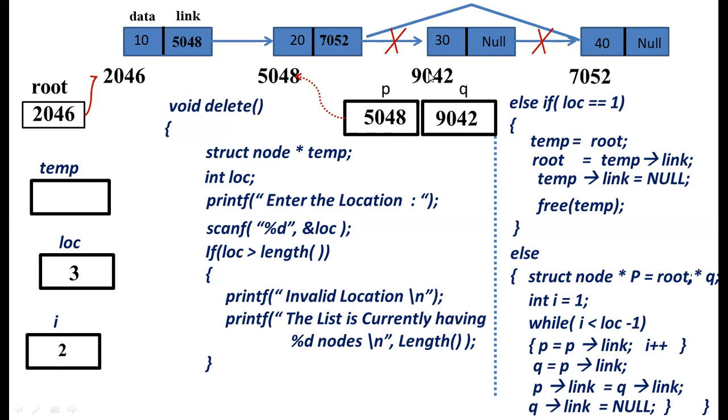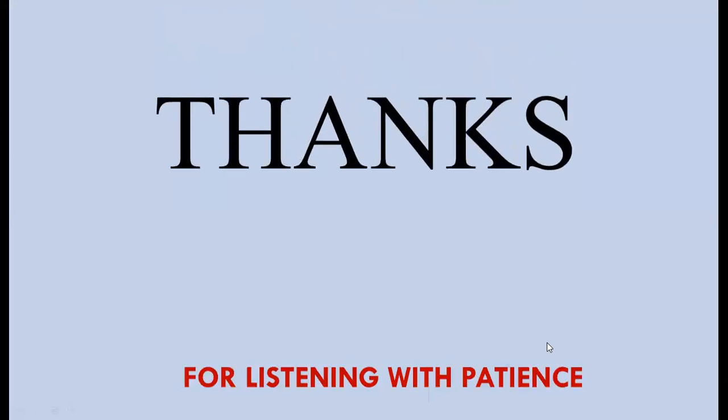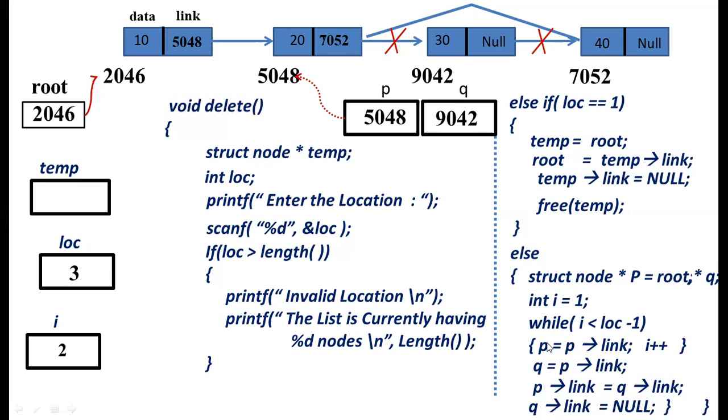So here when the P value is 9042, what am I doing? Q is pointing to Q to link. So what is P to link? P to link is 9042. 9042 to link is 7052. So 7052 will be placed into the Q.